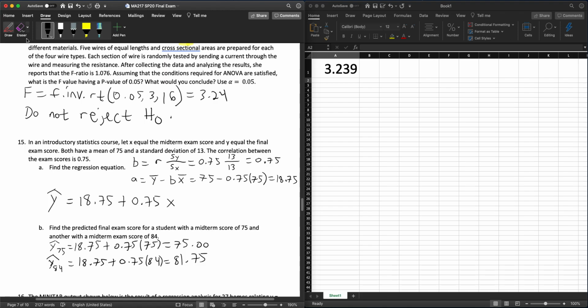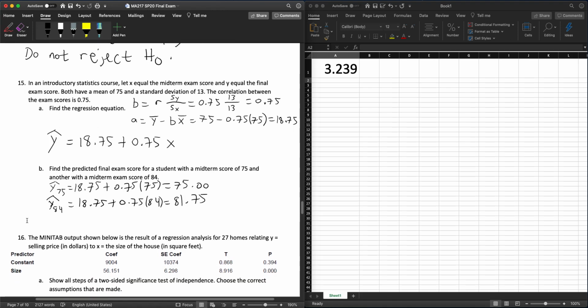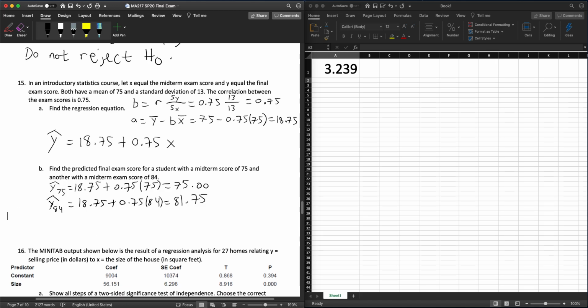A quick interpretation of both of those values, though. Let me put a little bit more space here, just so I can have more space to write. This would be that the predicted final exam score for a student with a midterm score of 75 is 75.00. The predicted final exam score for a student with a midterm score of 84 is 81.75.